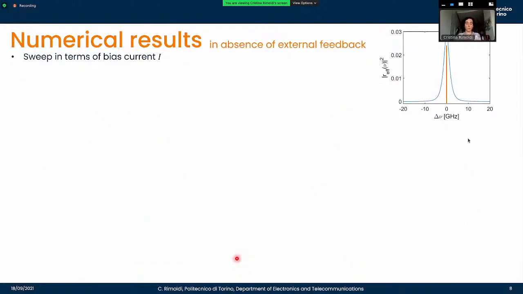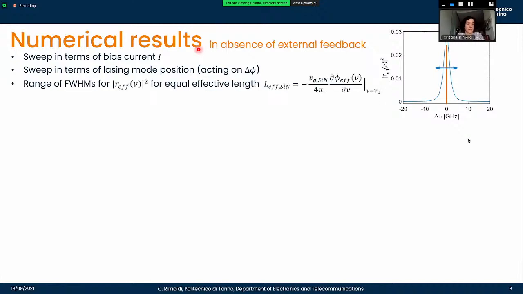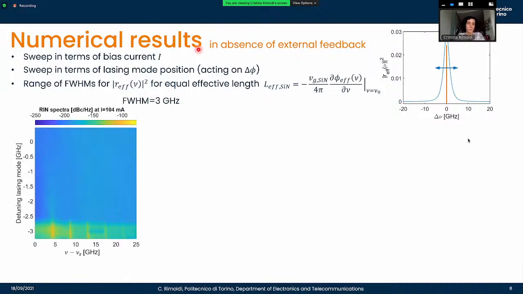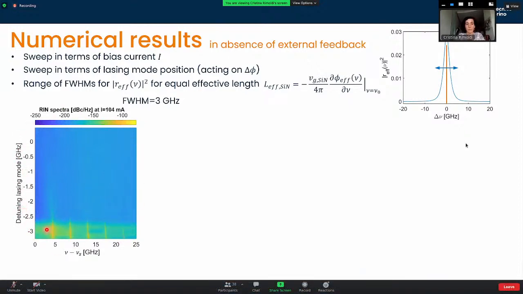Now, there are several control parameters that we can act on when performing numerical simulations in the absence of external feedback. For example, we can perform sweeps in terms of bias current. We can also perform sweeps in terms of laser mode position, and we can perform the same analysis for a range of FWHMs for the modulus square of the effective reflectivity. This always considering equal effective lengths. So, for instance, if we consider an FWHM of 3 GHz, and we perform a sweep on the tuning of the laser mode, we can obtain a picture of this sort for the ring spectra.